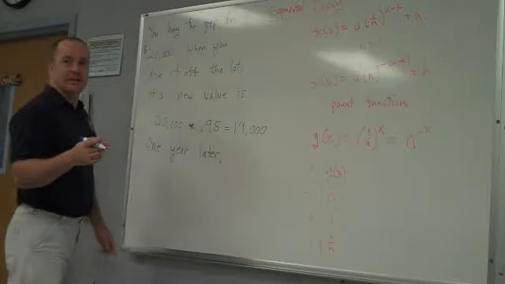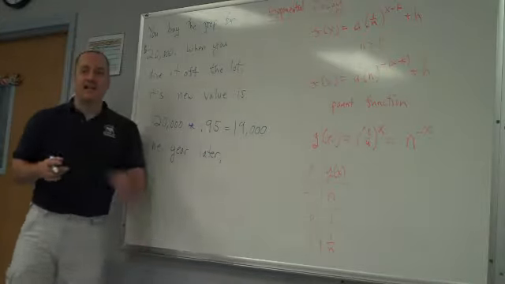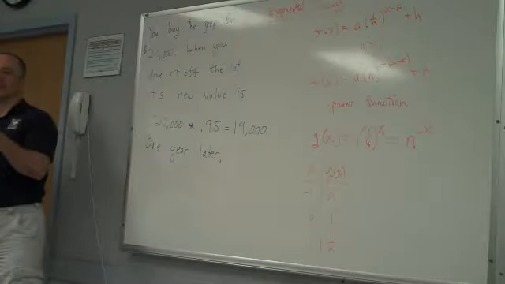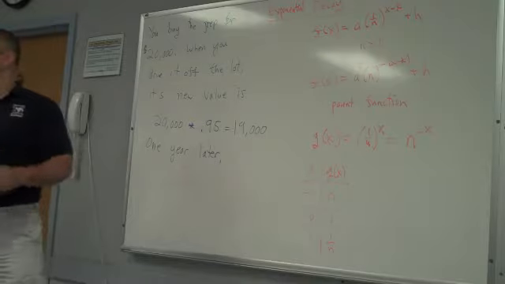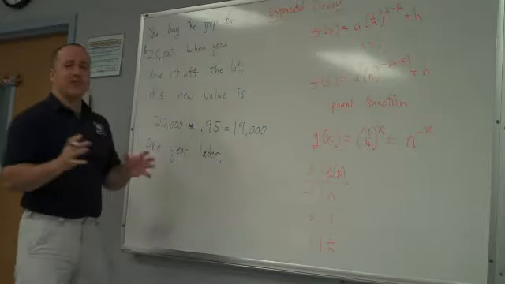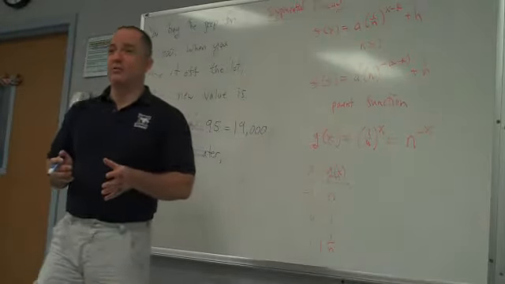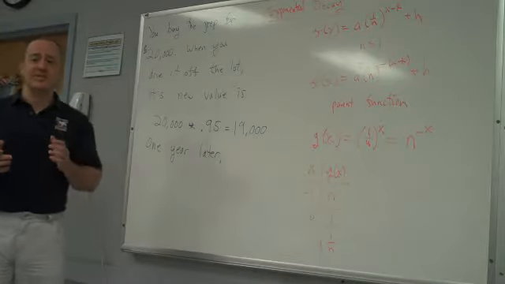0.90 times. That's not exactly how it works. That's a good guess. What we do is 0.95. It's losing 5% each year. Okay. When we get to the growth example, you'll see why this isn't as bad.